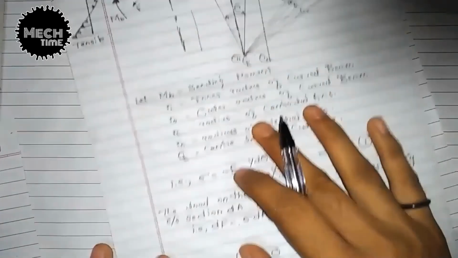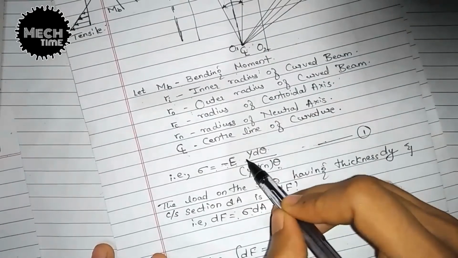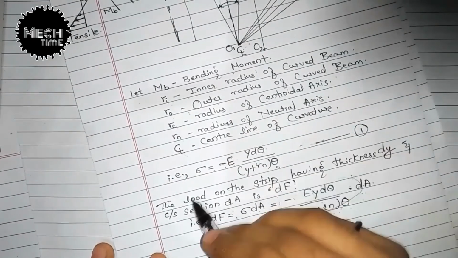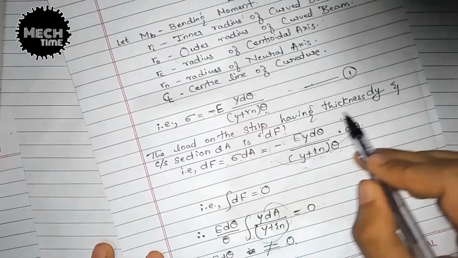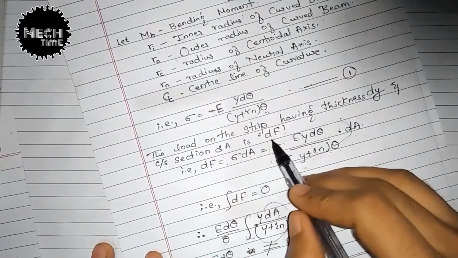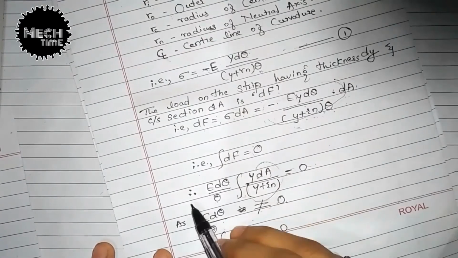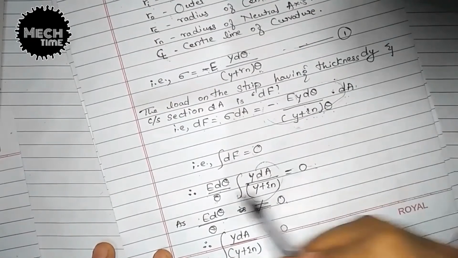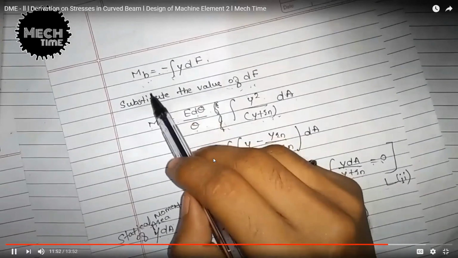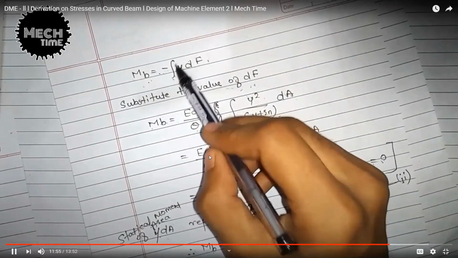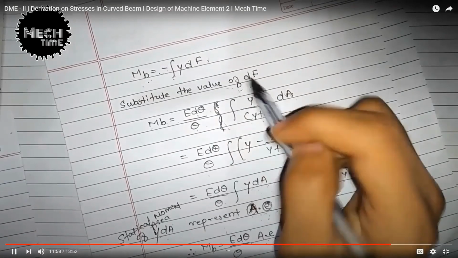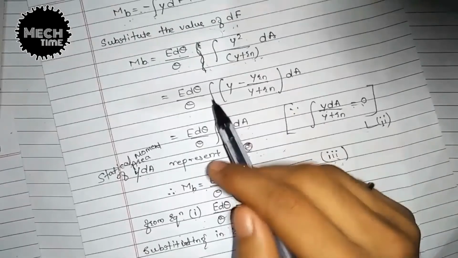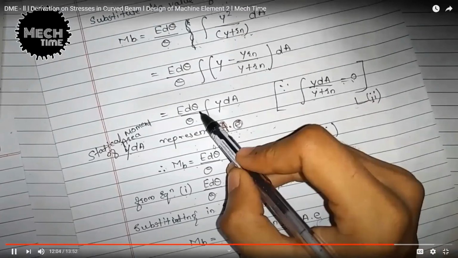Make it correct. Then similarly I told σ is equal to capital E into small e. Then this term, and when the load on the strip having the thickness dy and cross sectional area dA is dF, then dF is equal to σ dA. The integration of dA, take E dθ by θ outside, integration of only y dA by y plus Rn is equal to 0, where this is not equal to 0 and this is equal to 0. Then we have to apply moments. So if you apply moments, MB is equal to minus integration of y dF. Substitute the value of dF, you'll get this term.